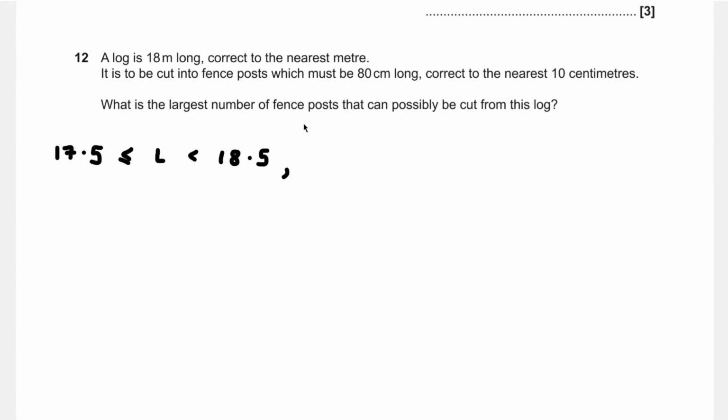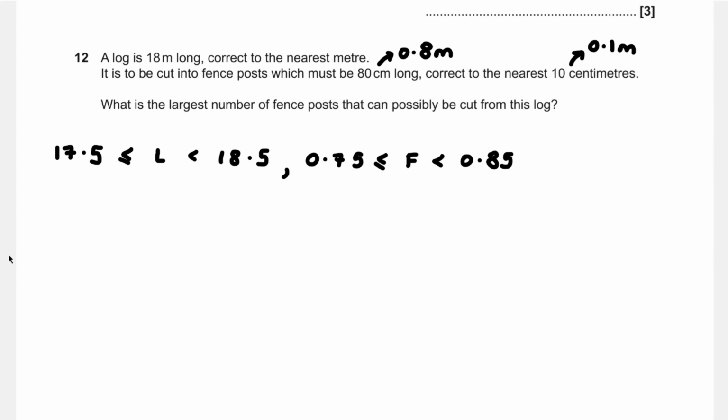So what we can do is convert everything into a consistent unit of meters. So this 80 centimeters is 0.8 meters, and this 10 centimeters is 0.1 meters. So I've got here 0.75, which is less than or equal to f, which is less than 0.85.